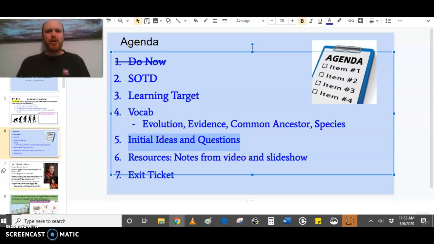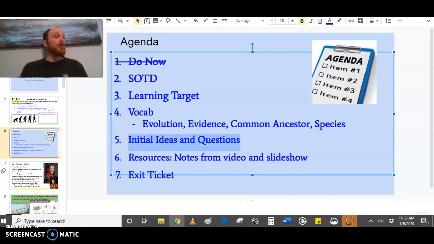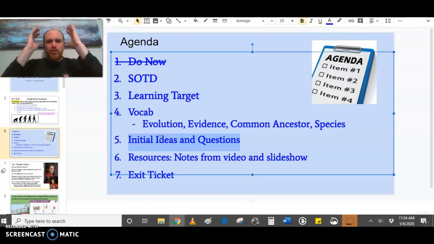Again, this is a brand new unit. We're going to be learning a lot. I kind of want to know what you already know. I want you to think about what you already know. Once you know what you already know, you have the schema. It's easy to stick the new information into what you already know.